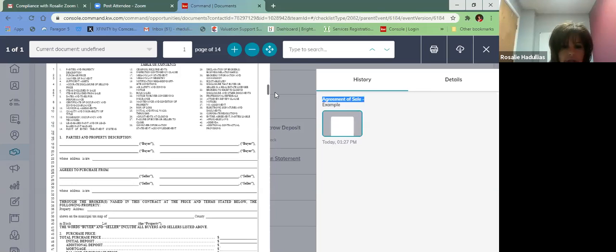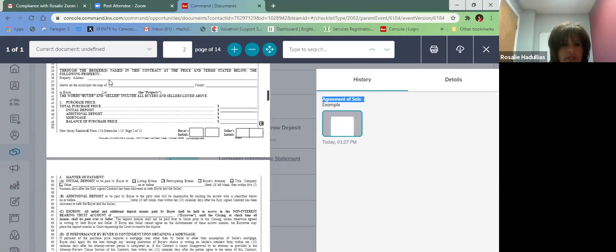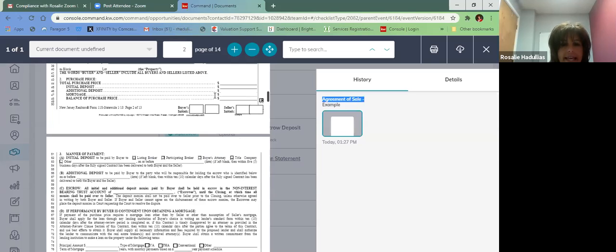Okay, and this is the other, and then of course you put the county, the property address, the county. Oh my God, this is so annoying to keep doing this.